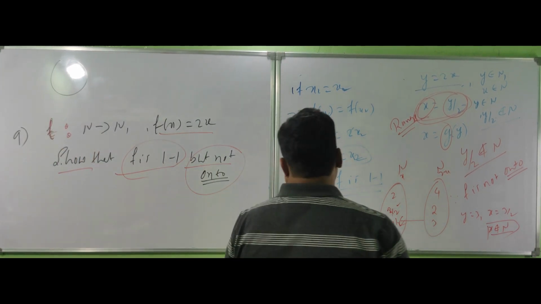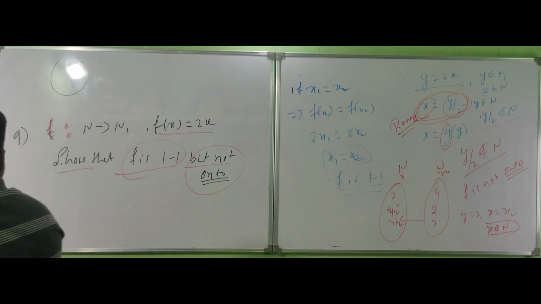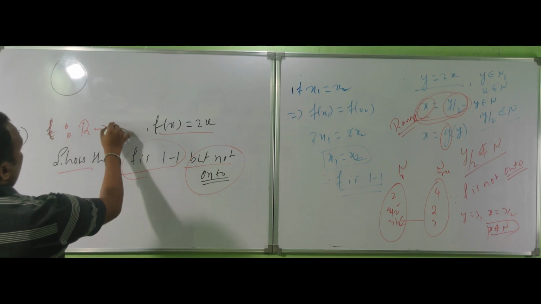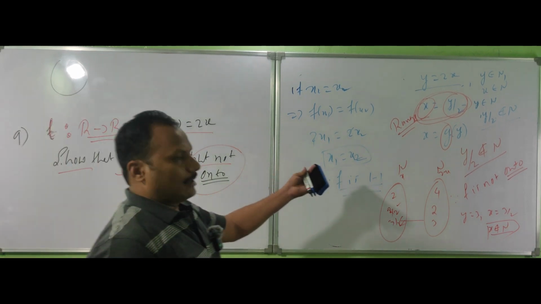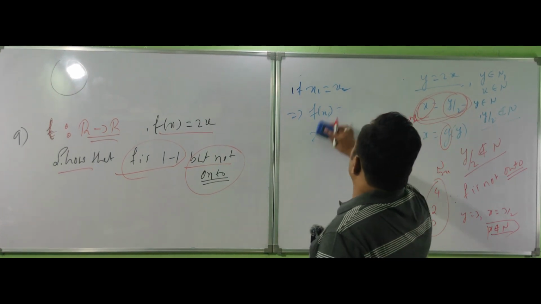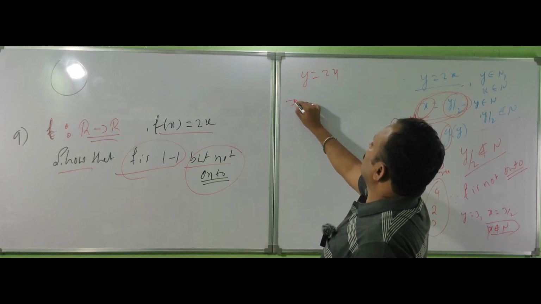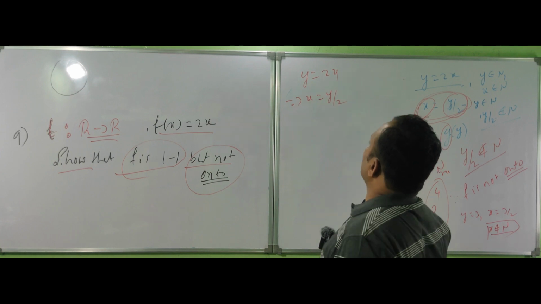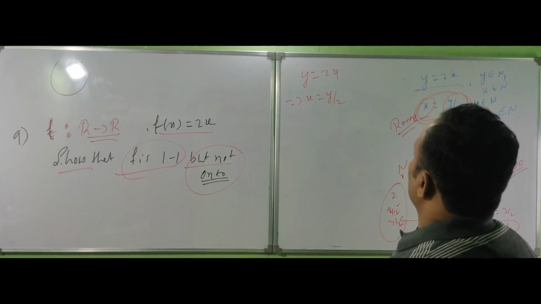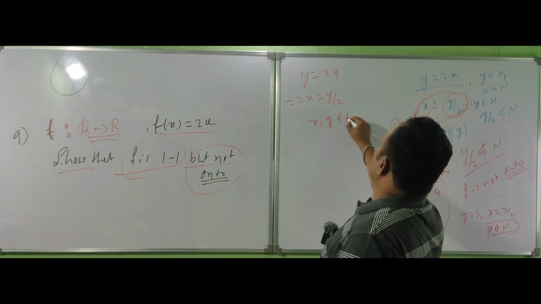Similarly, let's take the next question, which is simple. Here they have given R instead of N, a function from R to R. For one you can define, let's check. Y is equal to 2x implies x becomes y by 2, for both x and y belonging to R.